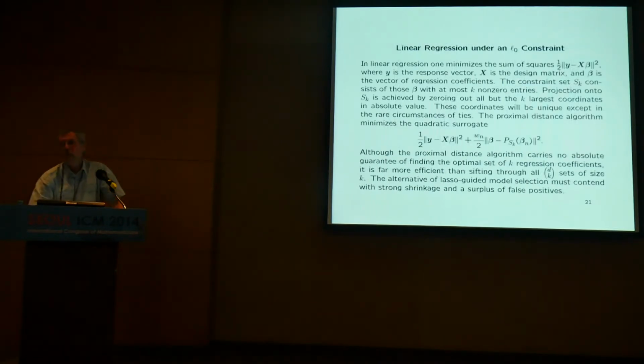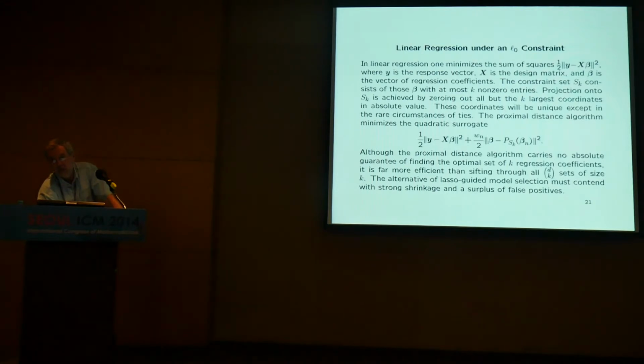Okay, here's a more pertinent problem in statistics. It's regression with an L0 constraint. L0 means you're trying to limit the number of regression coefficients that enter the model. So we have a standard least squares model. Y is the response vector, X is the design matrix, beta is the regression coefficient. The constraint set consists of those betas, those regression coefficient vectors, with at most k non-zero entries.